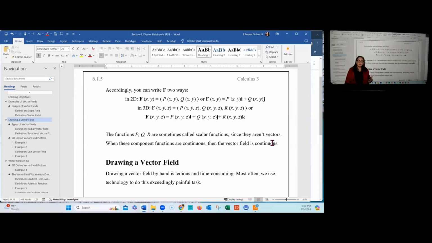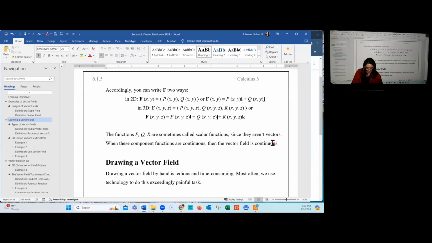If we have a vector in a three-dimensional space, we tend to call them P, Q, and R, where P, Q, and R are scalar valued functions, giving us that component of the vector. If these component functions are continuous, then we say that the vector field itself is continuous.